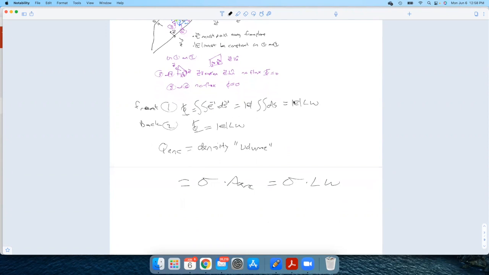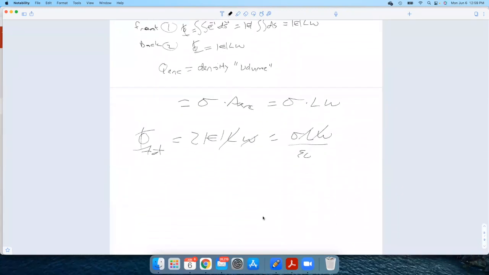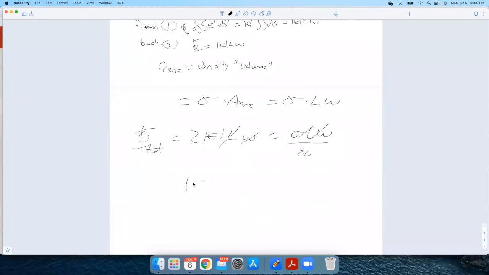Okay, so we can put all this together. We had 2 different non-zero fluxes. So the total flux is those 2 added together, and that's where mistakes happen. People forget that too. ELW plus ELW equals sigma LW over epsilon naught, and don't forget your epsilon naught here. Hey, the L and the W cancel out. They have to. We get magnitude of E is sigma over 2 epsilon naught.